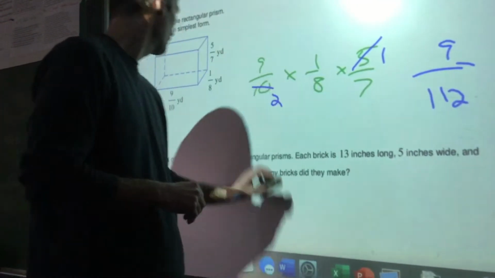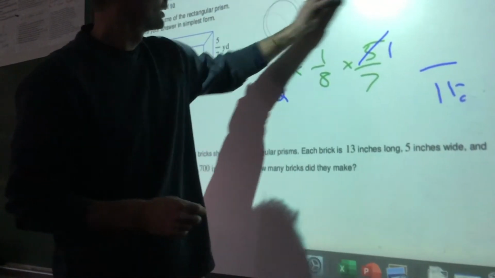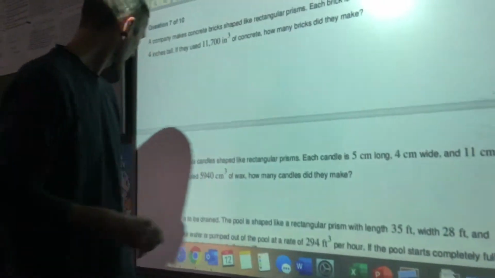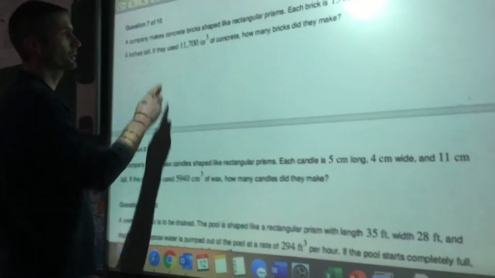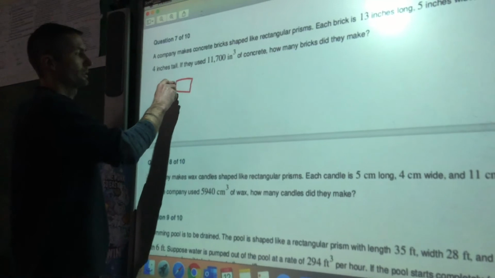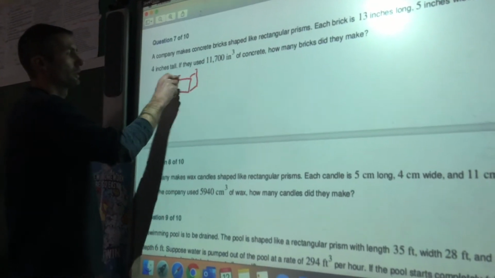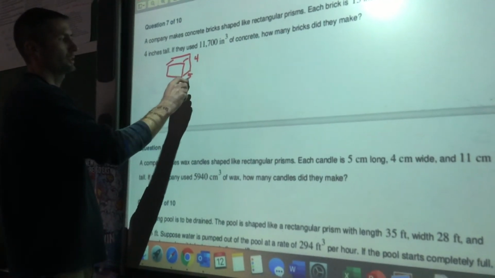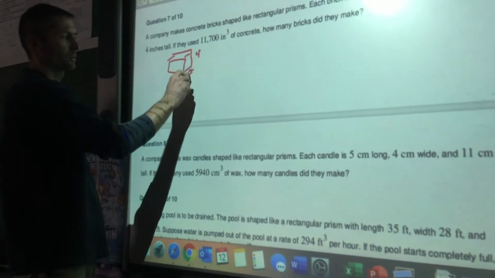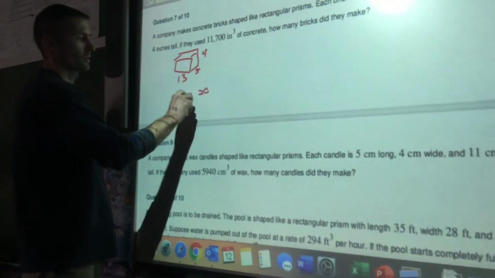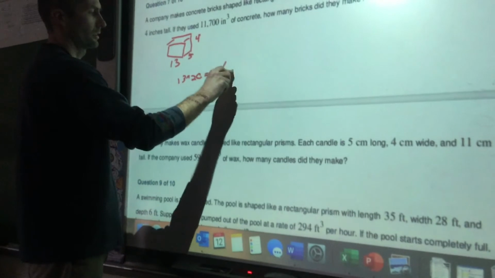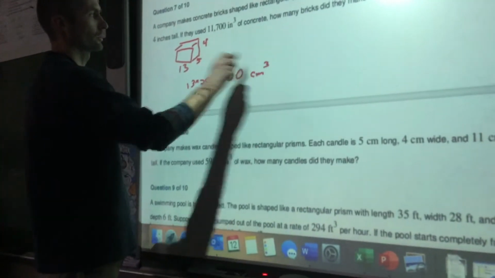So use your techniques for this. Try keywords, try illustrating it, T-charts, easy numbers, and always ask, does it make sense? A company makes concrete bricks shaped like rectangular prisms, so I got some bricks here. Brick is 13 inches by 5 inches by 4 inches, so 13 times 5 times 4. I'm going to do 5 times 4 first. So 20 times 13 is 260. So each brick is 260 cubic inches.